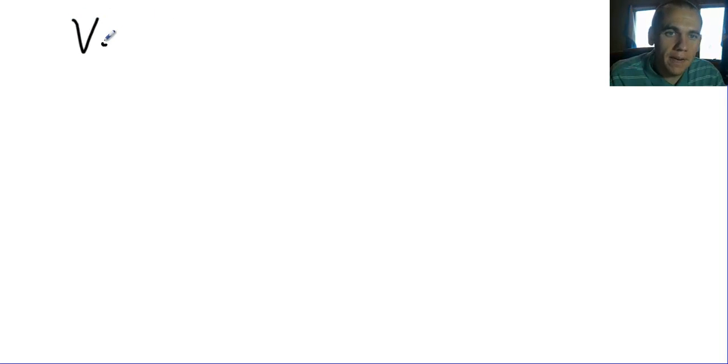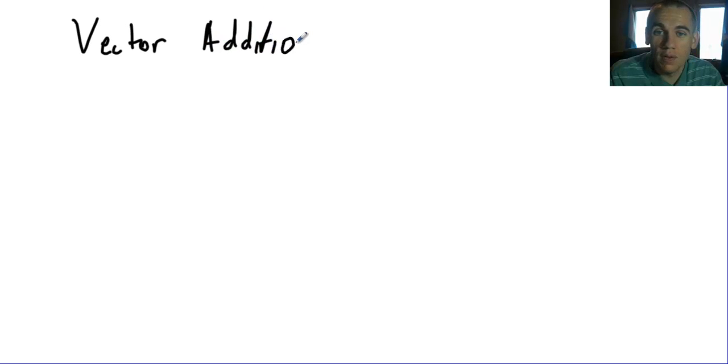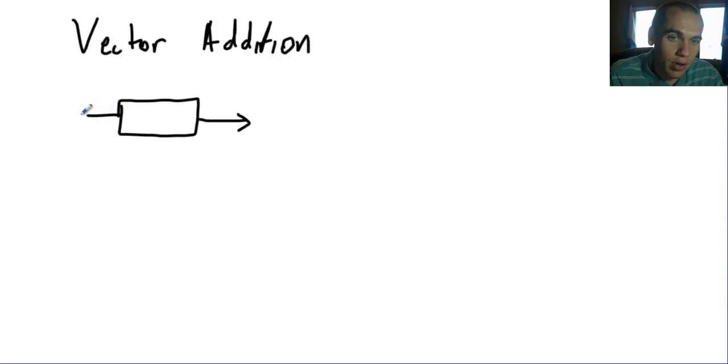Let's talk about vector addition. You guys have already been doing vector addition. We've only done it in one dimension, and we're going to move into two dimensions. Now, the biggest thing you have to pay attention to with adding vectors is direction matters. You can only add vectors that are in the same direction or in opposite directions.